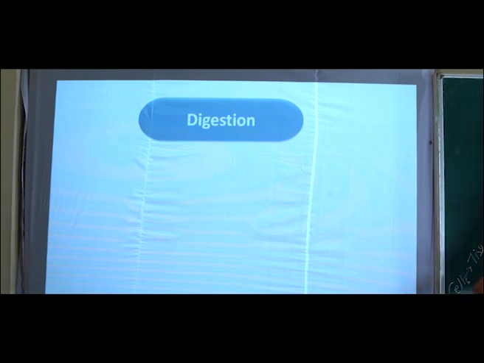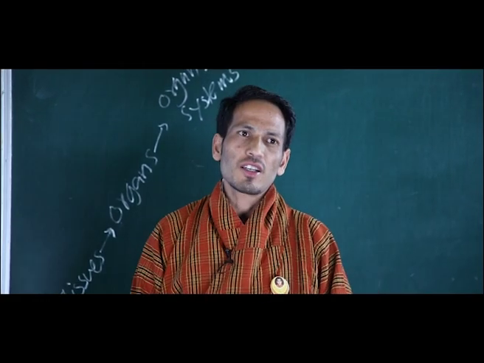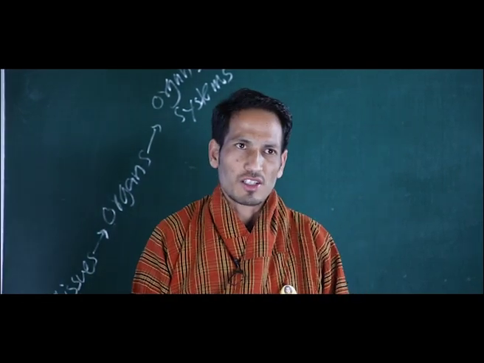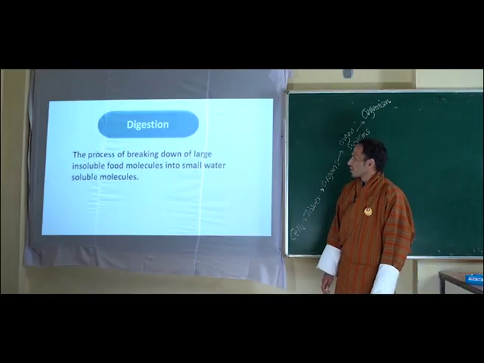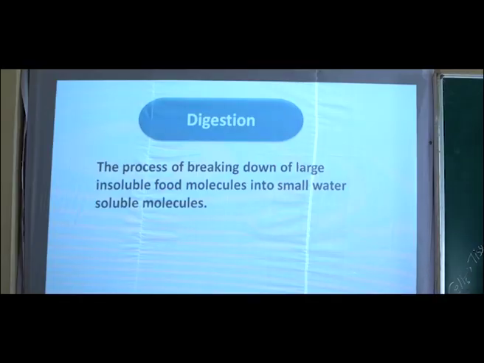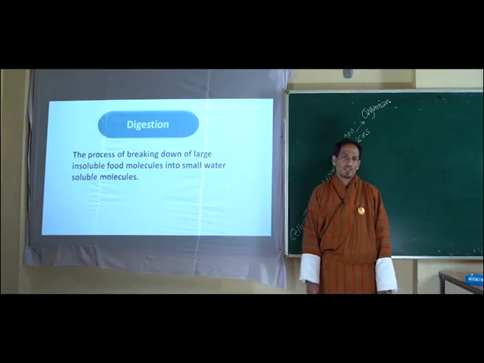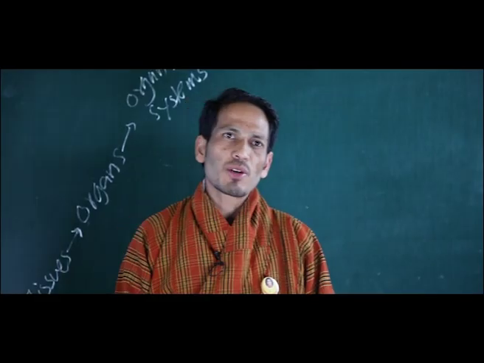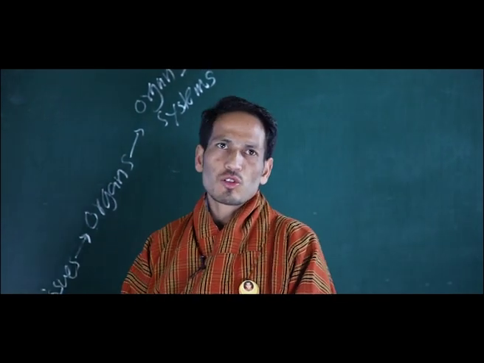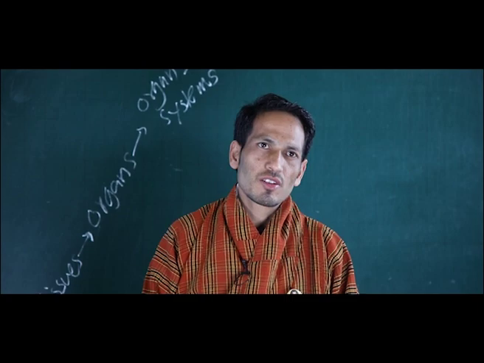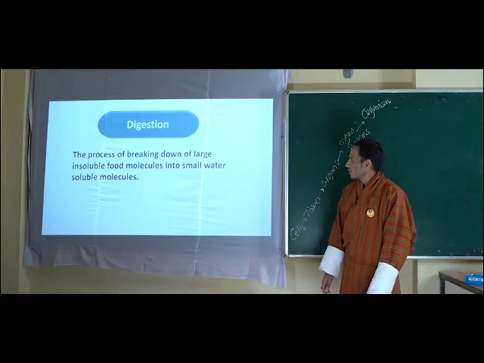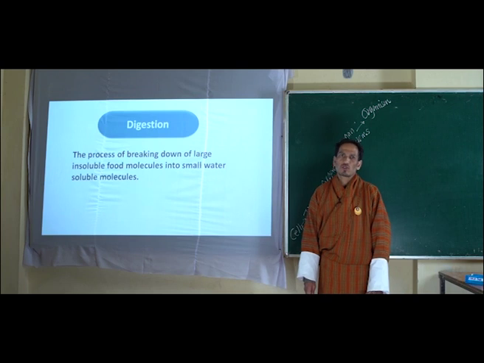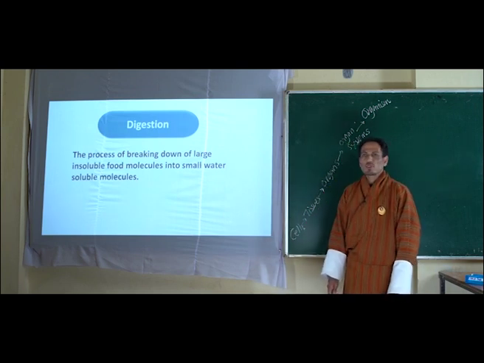Before we go to the digestive system, let us think, what is digestion? Digestion is the process of breaking down large insoluble food molecules into a soluble form, which can be directly absorbed by the blood. This digestion is a long process. It begins from the mouth, and it has to undergo many stages and processes till the food is made into a soluble form which can be directly absorbed by the blood.